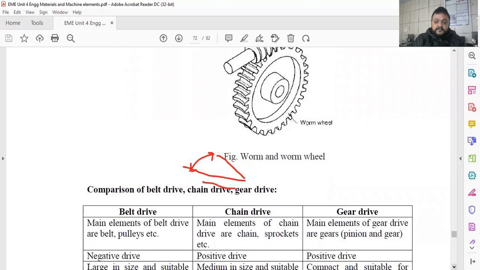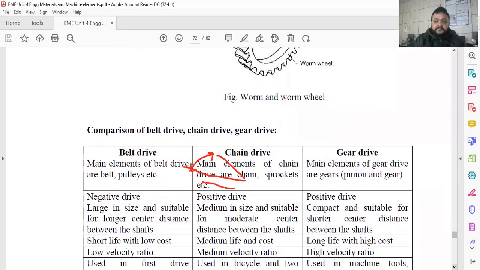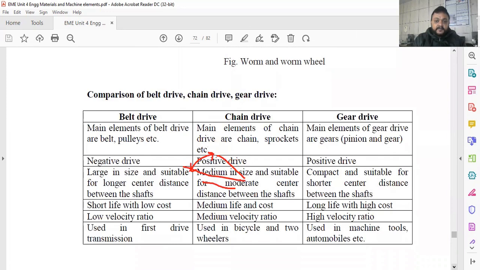And here is listed the comparison of these three drives: belt drive, chain drive, and gear drive. For belt drive, the main elements are belt and pulley. The main elements of the chain drive are chain, sprocket, etc. And for gear drive, pinion and gear, where the pinion is the driver and the gear is the driven. Chain drive is a positive drive. Gear drive is a positive drive.